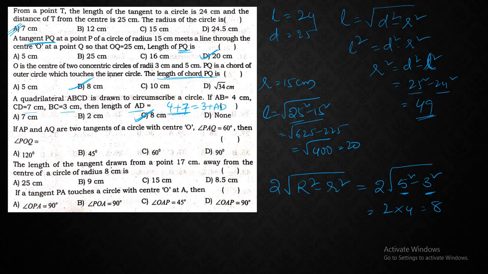Next, AP and AQ are two tangents where angle PAQ is equal to 60 degrees. For such types of problems, you need to make use of the figure.